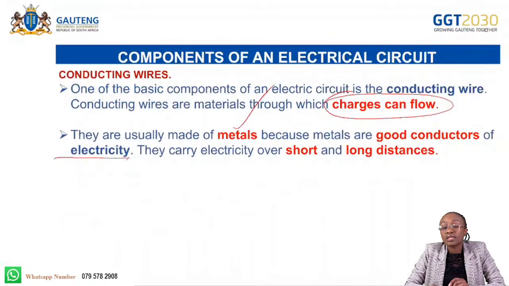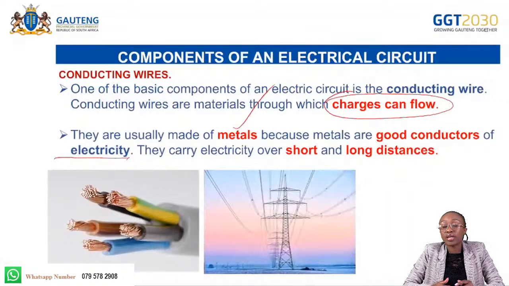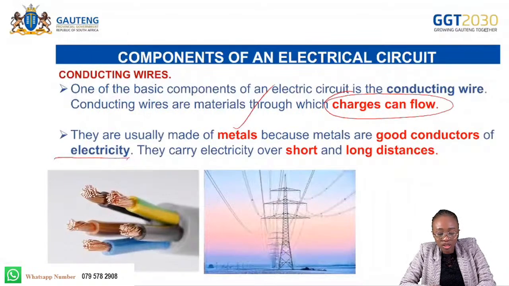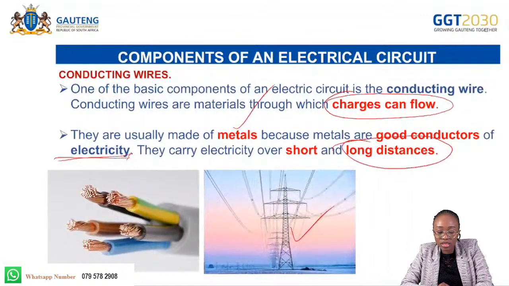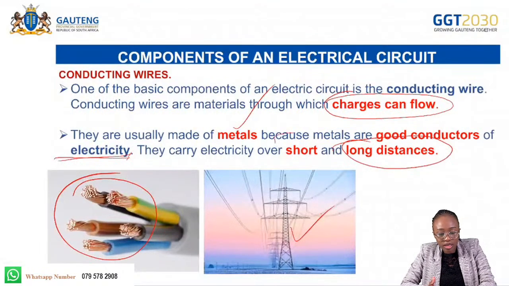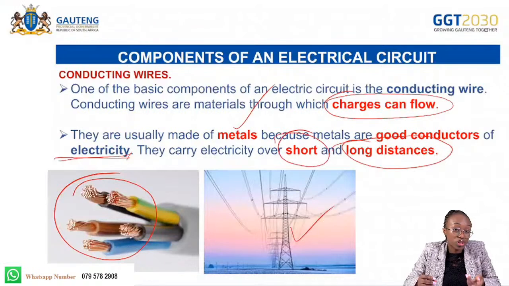Now, conducting wires are capable of carrying electricity over short distances. So these are your cables that you use for your electrical appliances. The cable for your kettle is usually not long. It's probably 30 or 50 centimeters long. Or very long distances, such as from one house to another, or throughout an entire neighborhood, or throughout an entire city. As you can see here, we've got pylons there. They carry electricity over long distances, and cables for appliances carry electricity over very short distances.